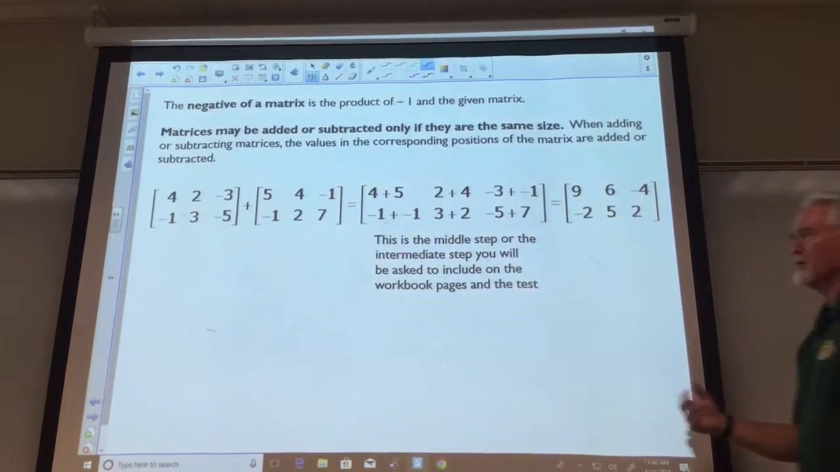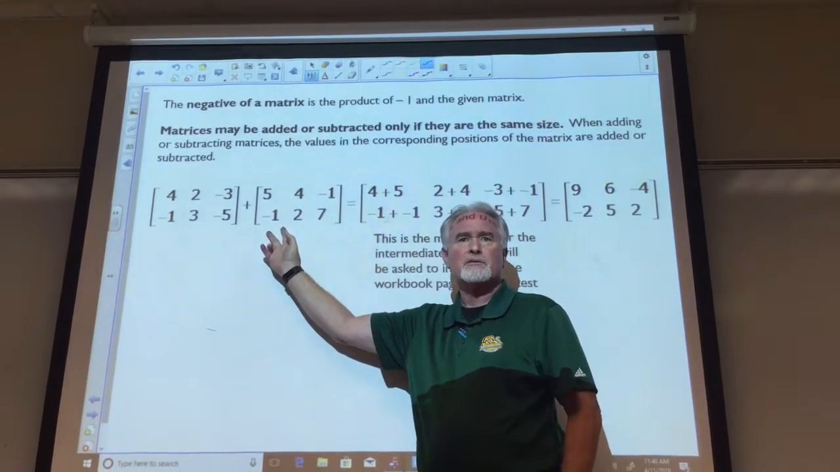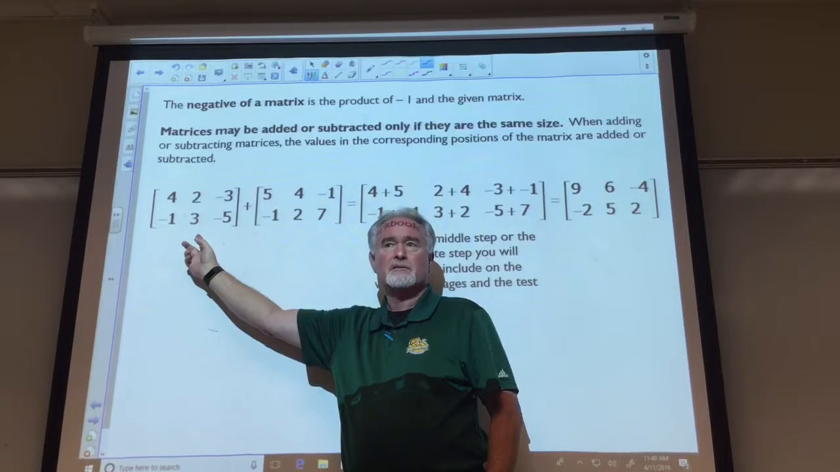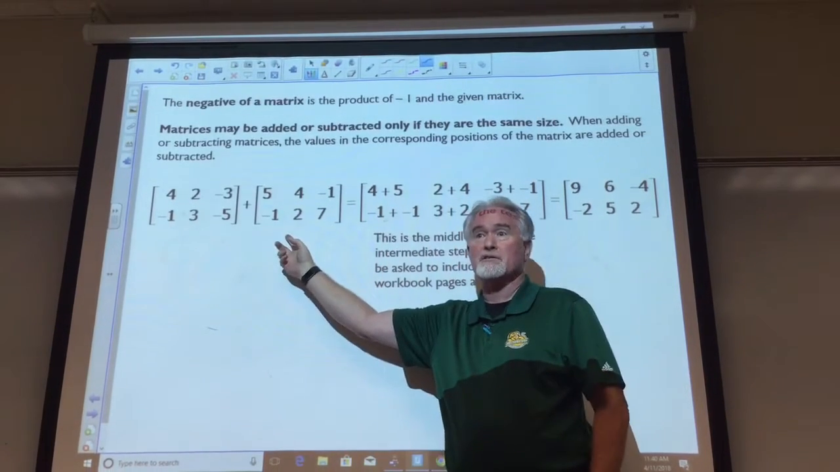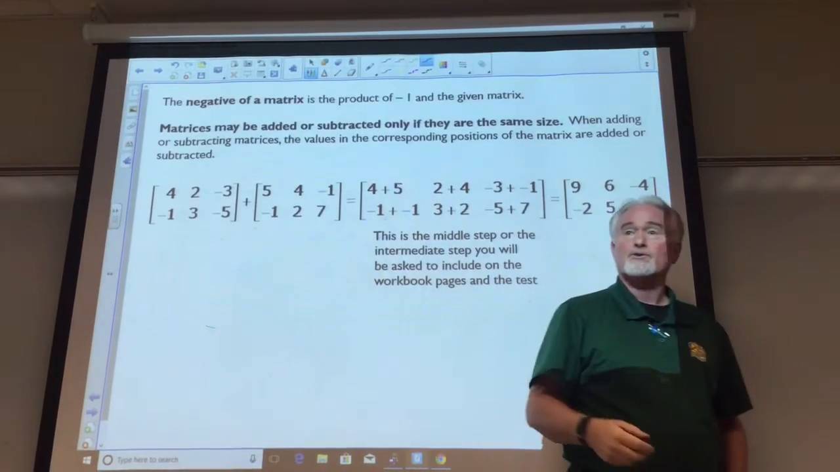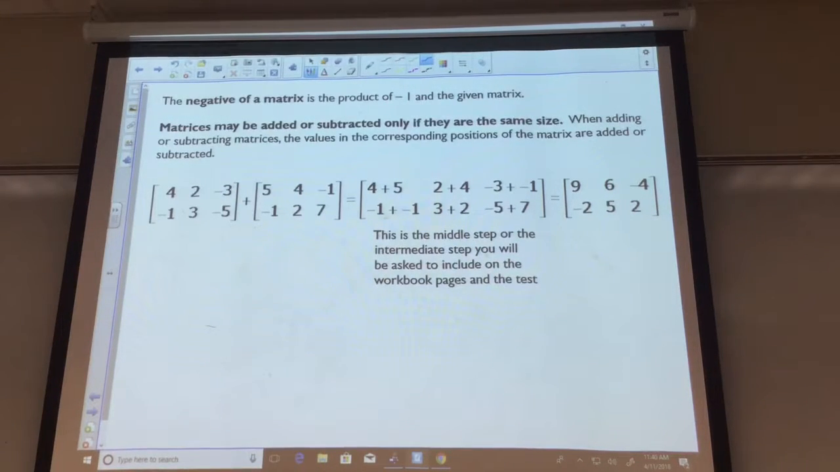So this requires that you recognize, does this matrix look exactly the same size as that one? What size is this? 2 by 3. What size is this? 2 by 3. Can a 2 by 3 be added to a 2 by 3? And what size will the result be? 2 by 3, not 4 by 6.